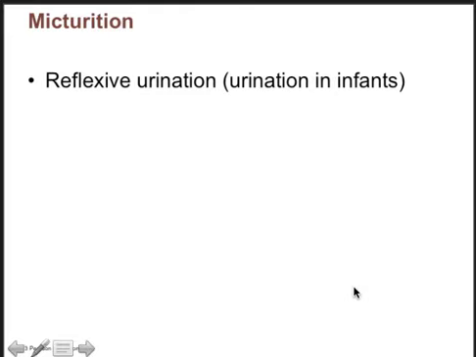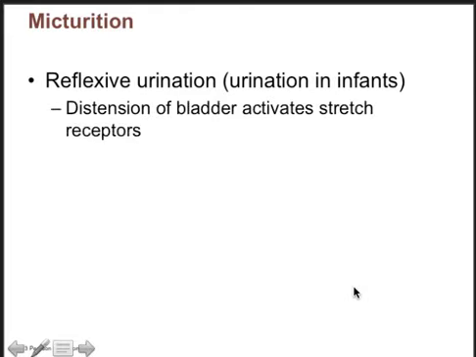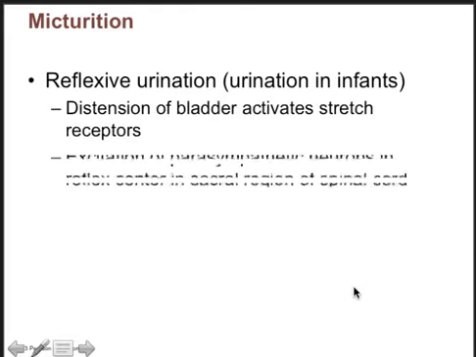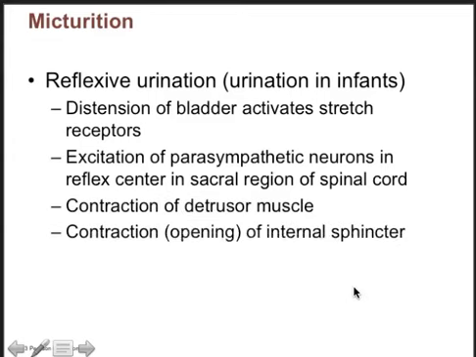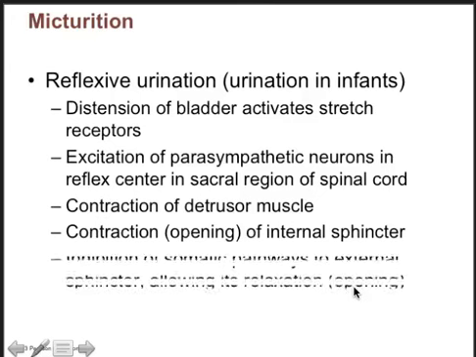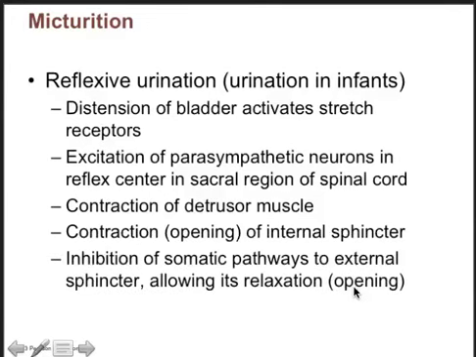Reflexive urination is what's seen in infants. Distension of the bladder activates the stretch receptors, and excitation of the parasympathetic neurons in the reflex center in the sacral region of the spinal cord lead to contraction of the detrusor muscle and the opening of the internal sphincter. Inhibition of somatic pathways to the external sphincter allows it to relax, resulting in its opening, and the urine flow begins.